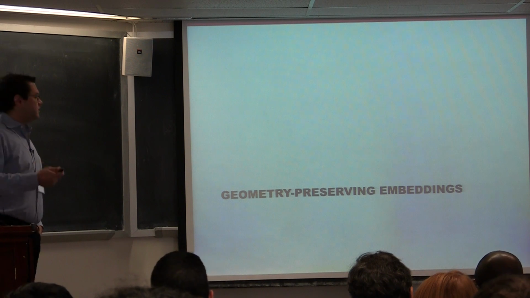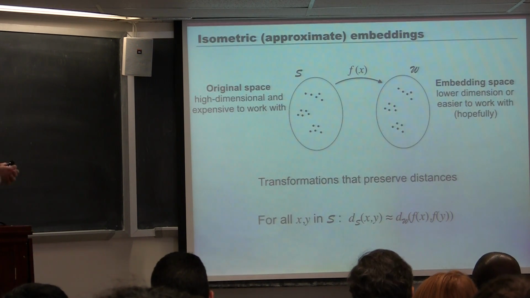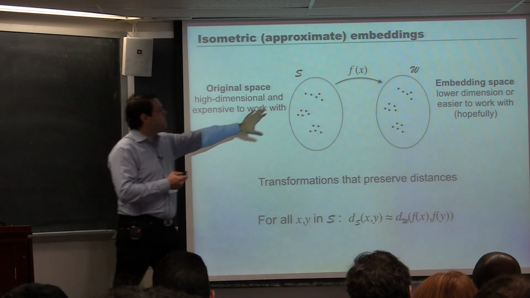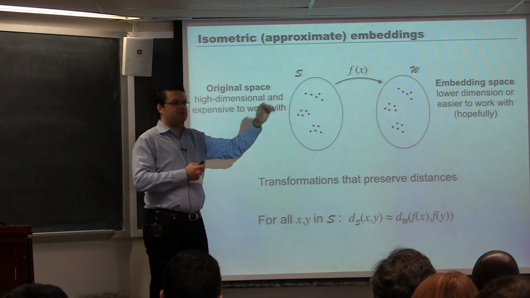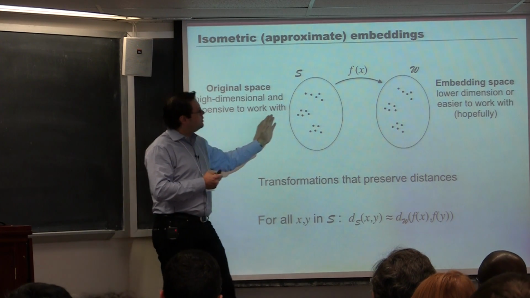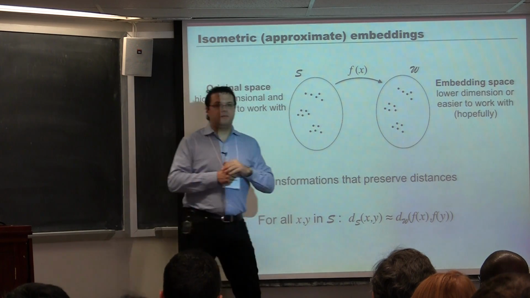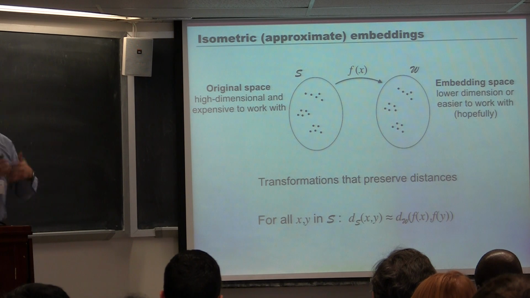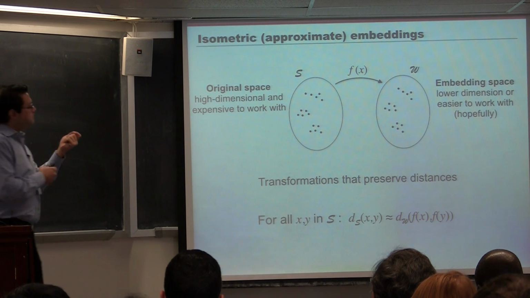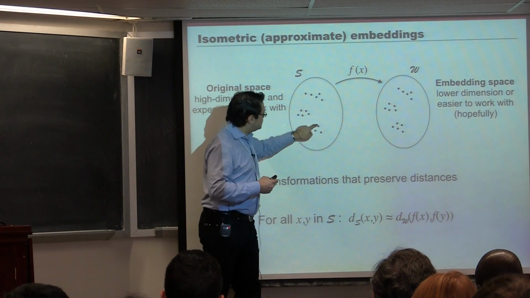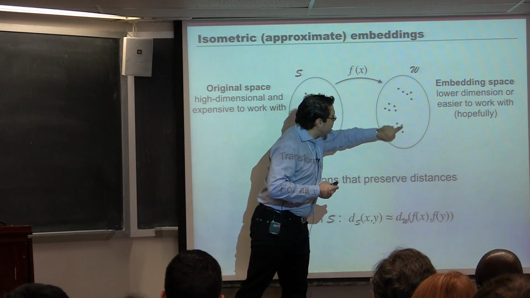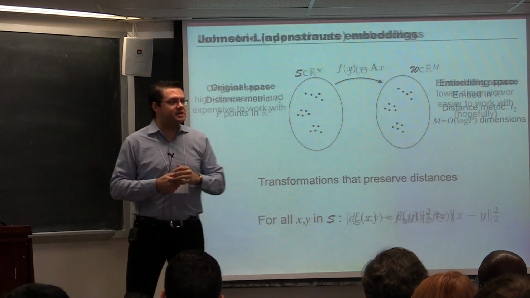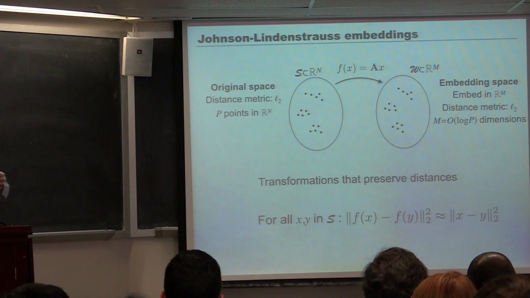Most people here are familiar with embeddings, but I'll go over it really quickly. Generally, the embeddings are transformations that preserve distances. So you have a space that is high dimensional, expensive to work with, and what you do is you find a function and you go to an embedding space. And typically that space is either low dimensional or in some other way easier to work with. It might be binary and so on. And the main property of this function is that the distance between 2 signals is approximately equal to the distance between the embeddings of those 2 signals. And the most famous example is the Johnson-Lindenstrauss embedding.